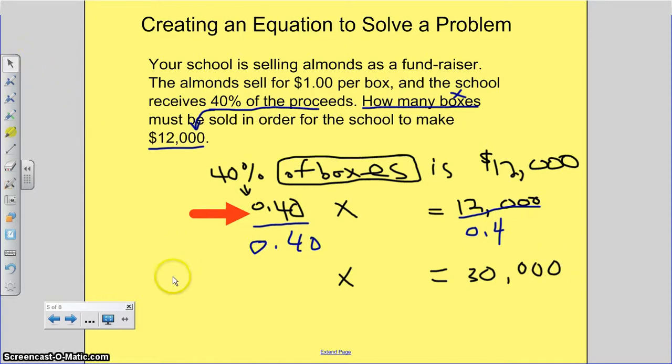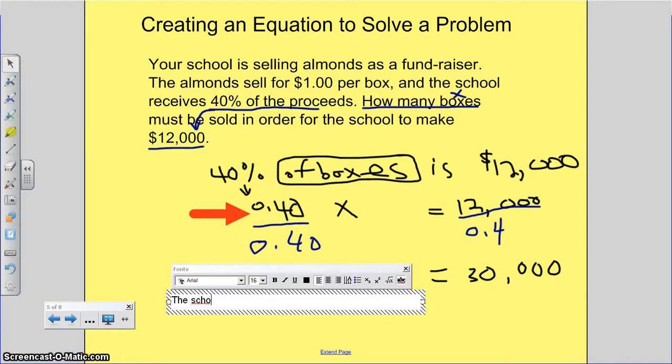So we would then say, and again, we ask ourselves, is that a reasonable answer? You know, would 40% of $30,000 be $12,000? 50% of $30,000 would be $15,000. So that sort of makes some sense. So again, we'd write our sentence. The school would need to sell 30,000 boxes.